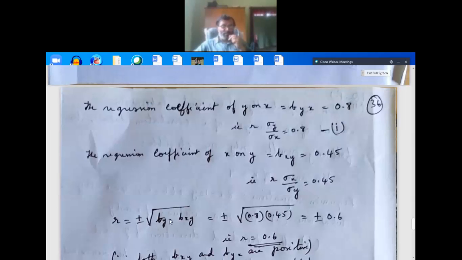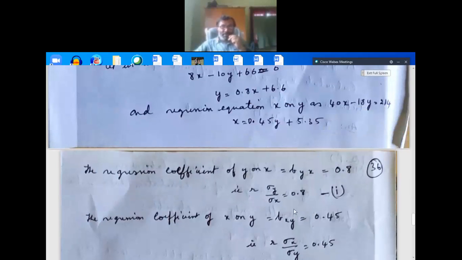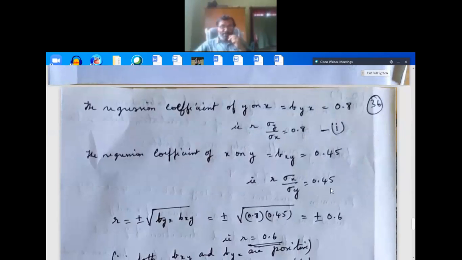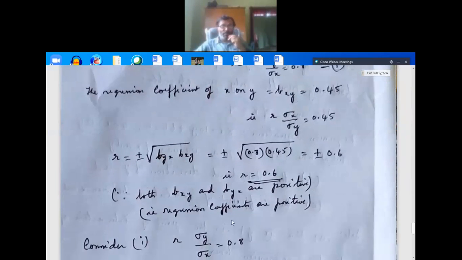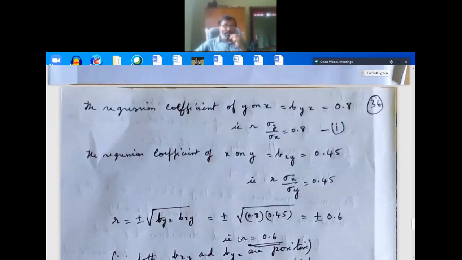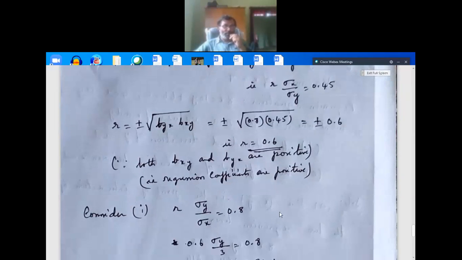So R is plus or minus square root of byx into bxy, that is plus or minus square root of 0.8 into 0.45, that is plus or minus 0.6. But since both byx and bxy are positive, here 0.8, here 0.45, R also will be positive. Since the regression coefficients of both lines are positive, the coefficient of correlation R equal to 0.6 will also be positive.